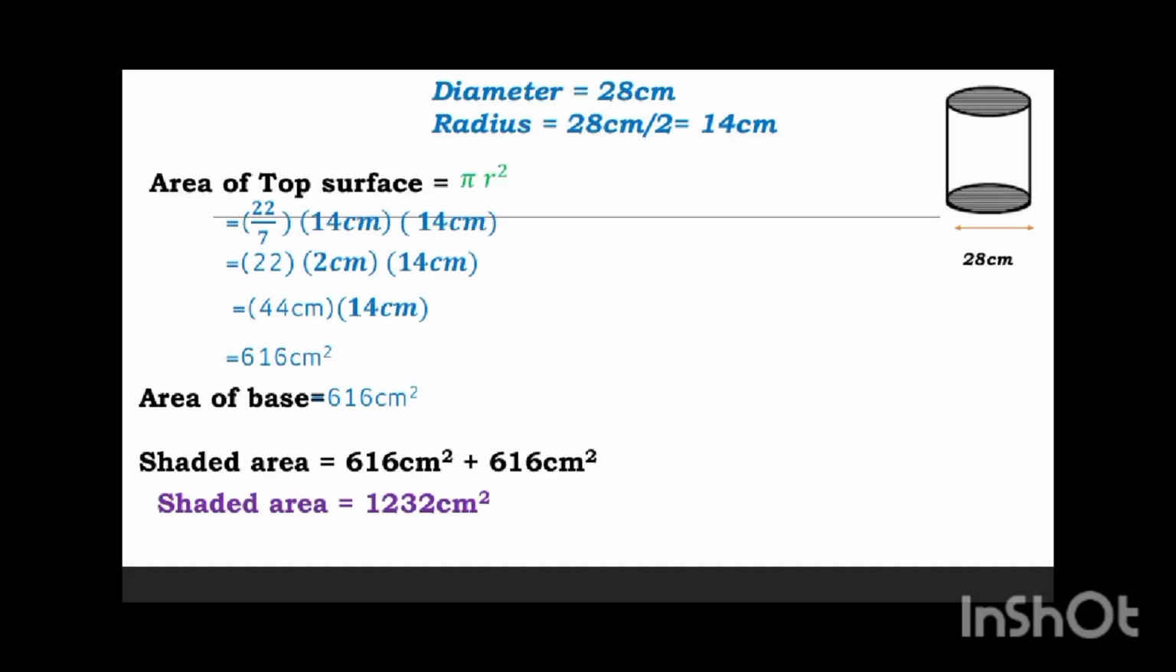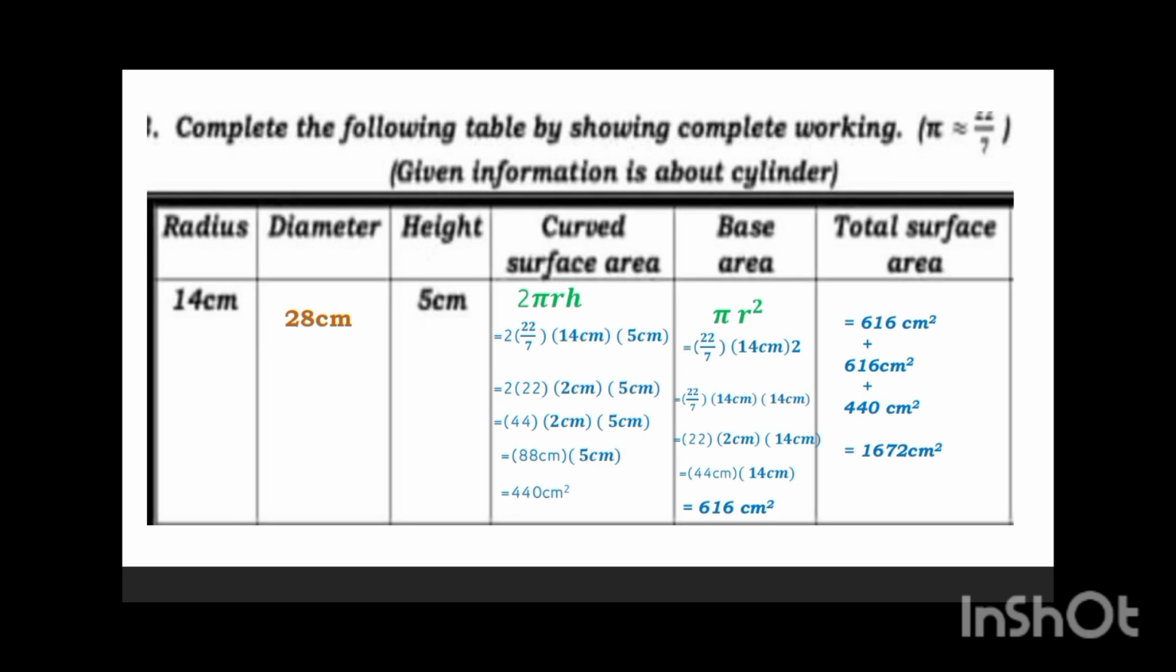Now for finding the shaded area, you add 616 with 616 centimeter square, and you get 1232 centimeter square, which is going to be the final shaded area. And then complete the following table by showing complete working.